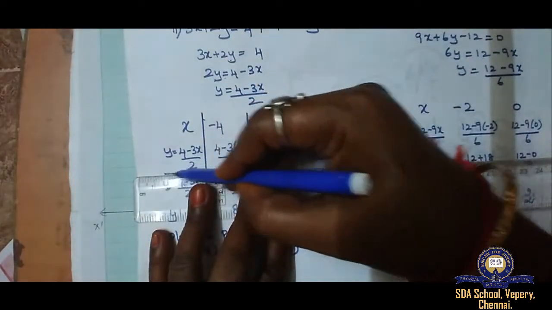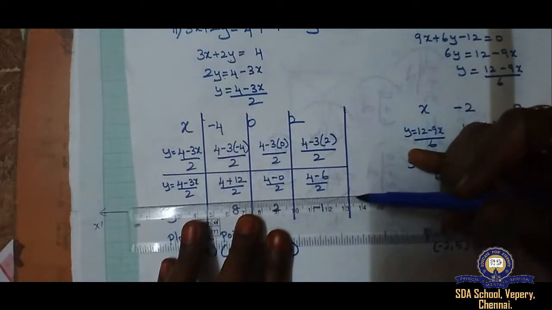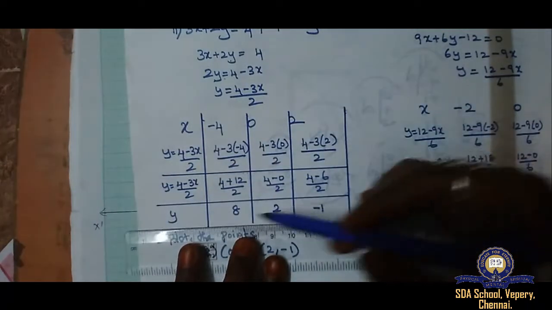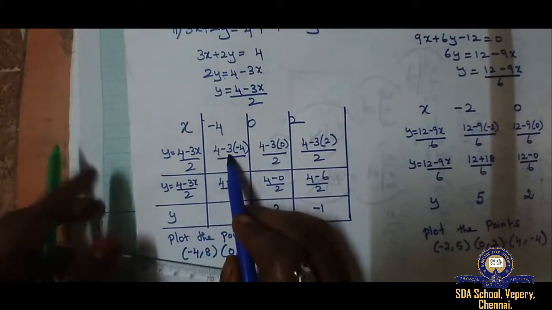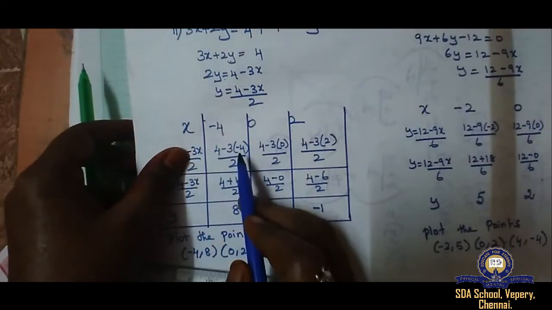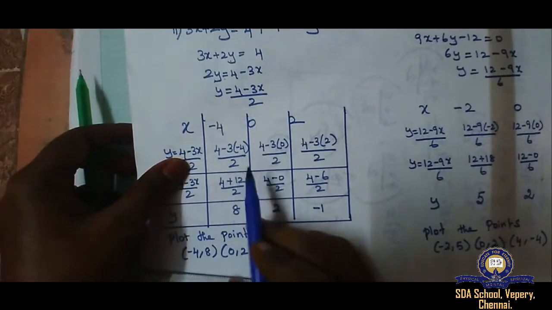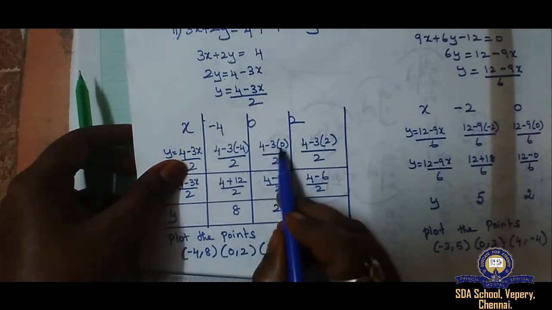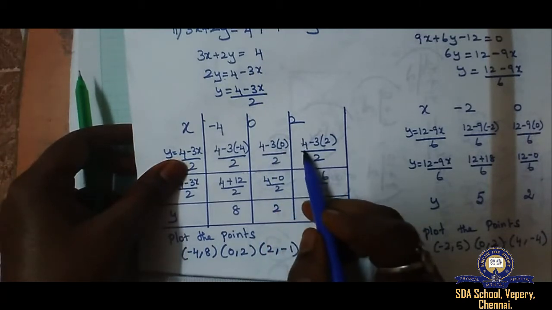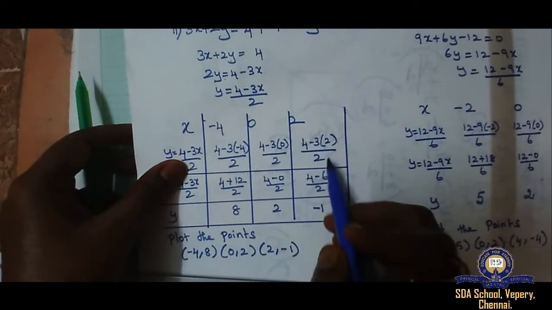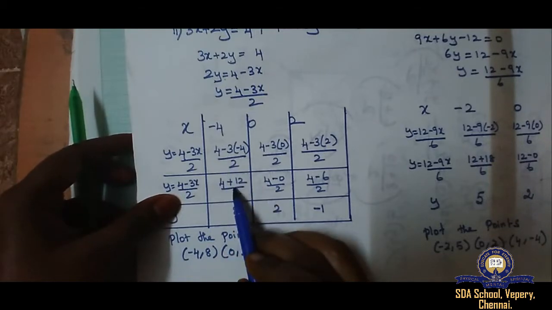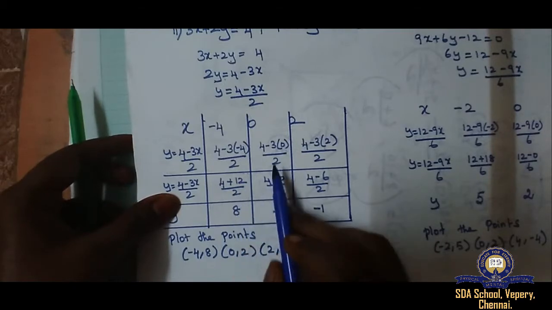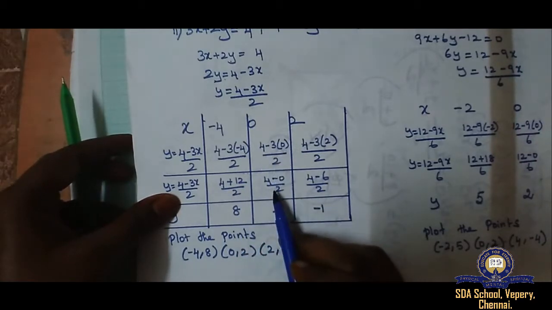Then in the second step I have written the equation y is equal to 4 minus 3x divided by 2. Instead of x, I am going to put minus 4. So 4 minus 3 into minus 4 divided by 2. In the same way, 4 minus 3 into 0 divided by 2, and 4 minus 3 into 2 divided by 2. Then next step, minus into minus is plus, 3 fours are 12, so 4 plus 12 divided by 2. 3 zeros are 0, so 4 minus 0 divided by 2.